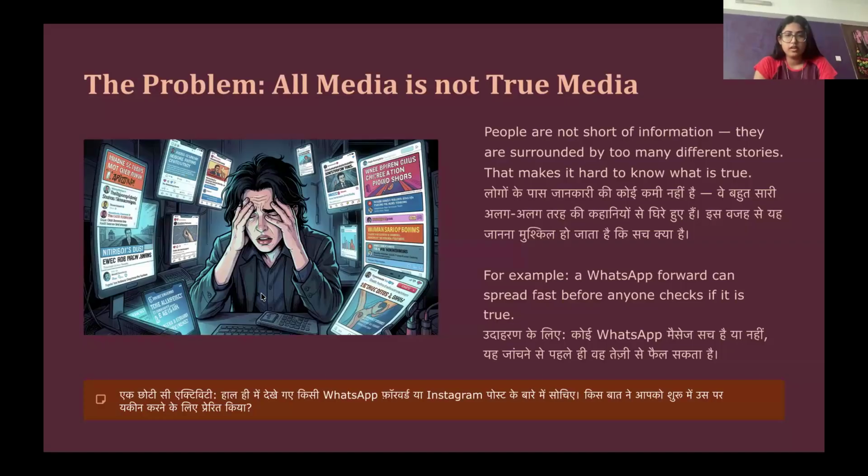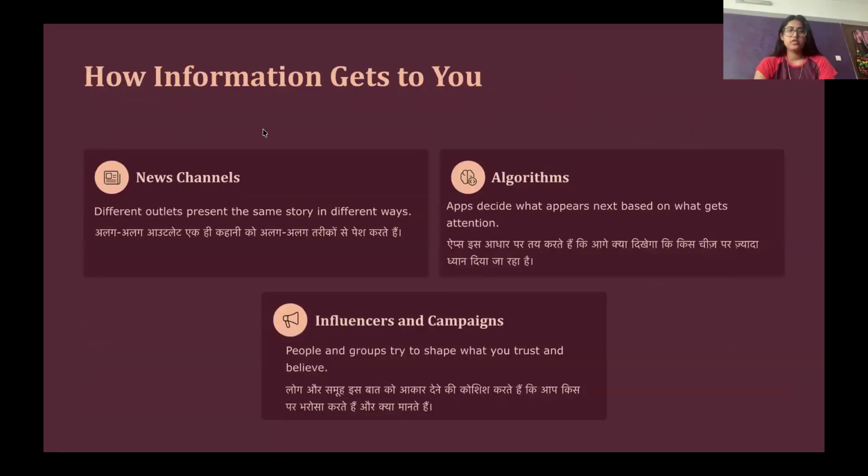Okay. So there are many ways in which information can get to you. The first way is news channels, as I'm sure we're all familiar with. Different outlets present the same story in different ways. We might not know this, but news channels actually have a hidden agenda, and so they manipulate the information they share with you to further promote their viewpoint.